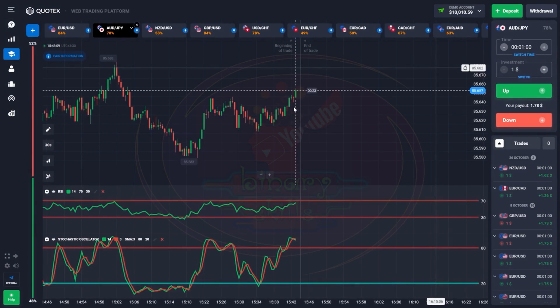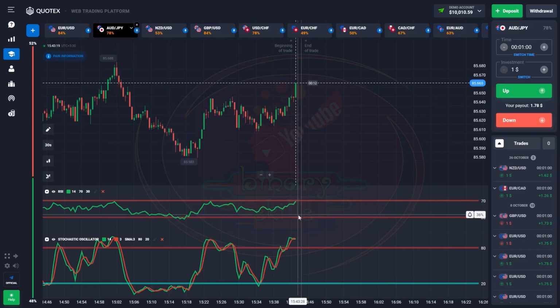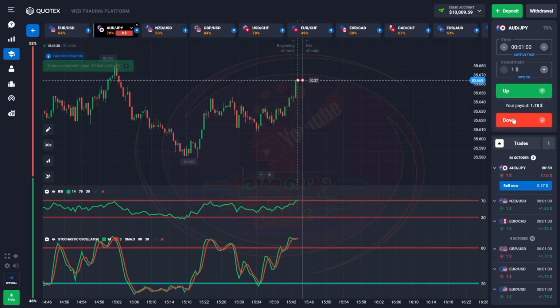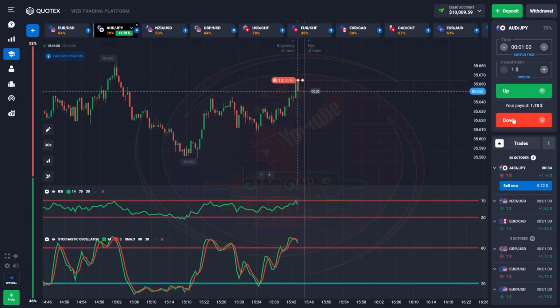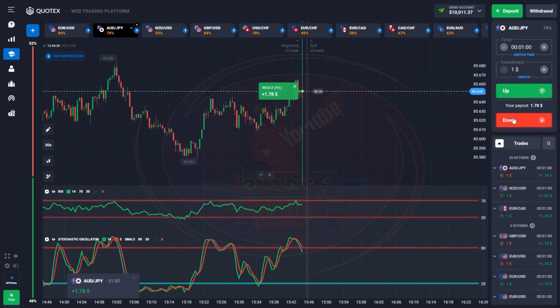Alright, it looks like another good opportunity is forming here. Both the stochastic and RSI are in favorable positions. The RSI has touched the line and the stochastic is in the overbought zone, with the green line crossing the red one from above. We can enter the trade on the next candle. As you saw, this trade also ended successfully.